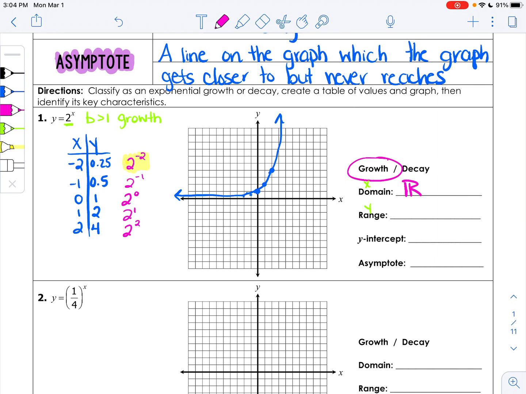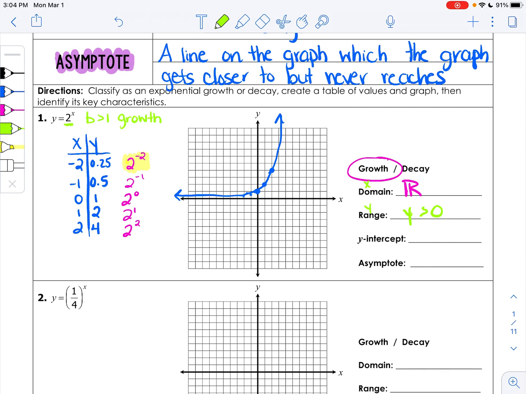Now my range is going to be different because with my range on my y-axis, we can see that my graph gets close, but it never reaches. It never goes down there into the negatives. So my range is going to be a little bit different. Range is y, and it's a y value, anything above 0. So all of these up here and continuing on. So we can say that my range is y is greater than 0. We wouldn't say greater than or equal to because it's approaching 0. It never actually reaches 0.